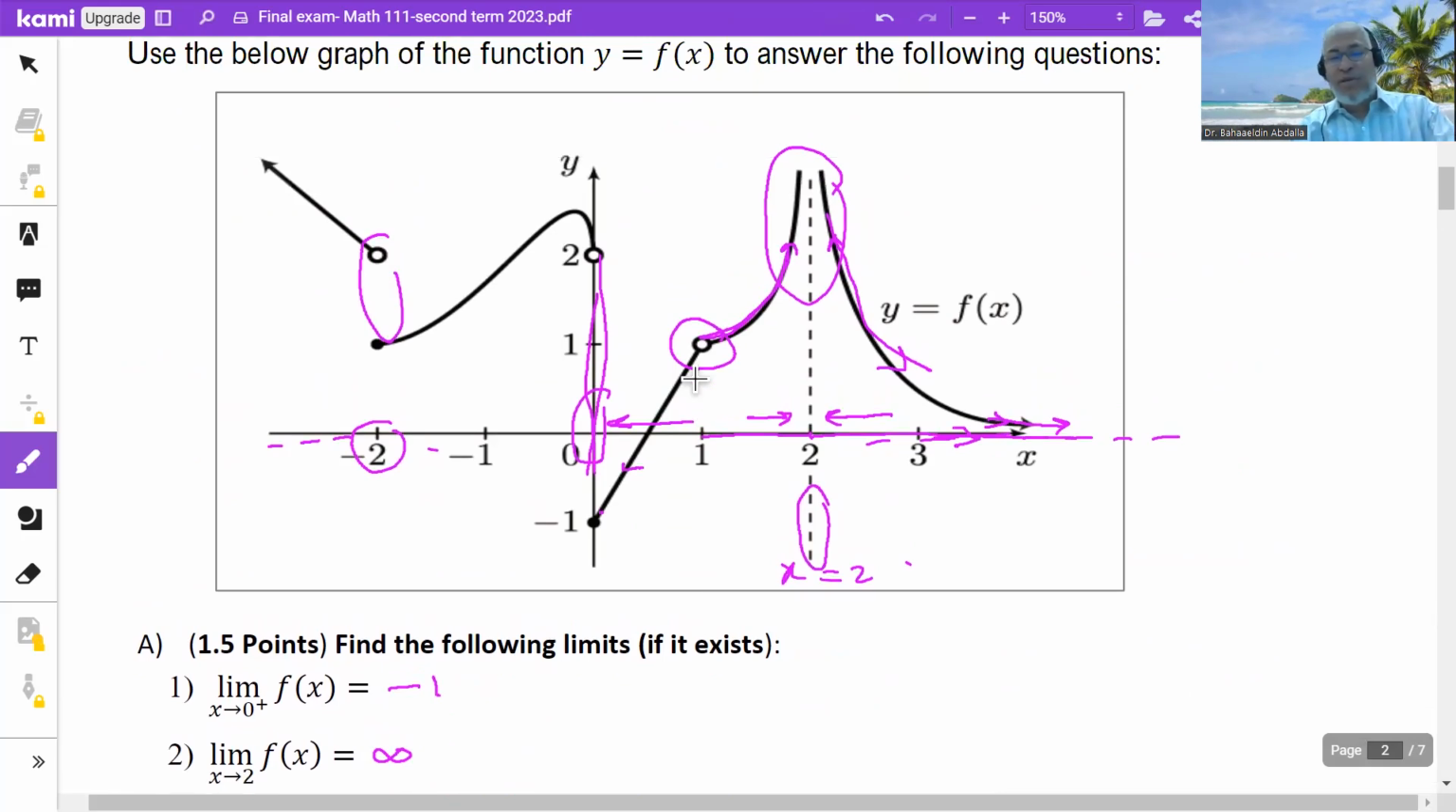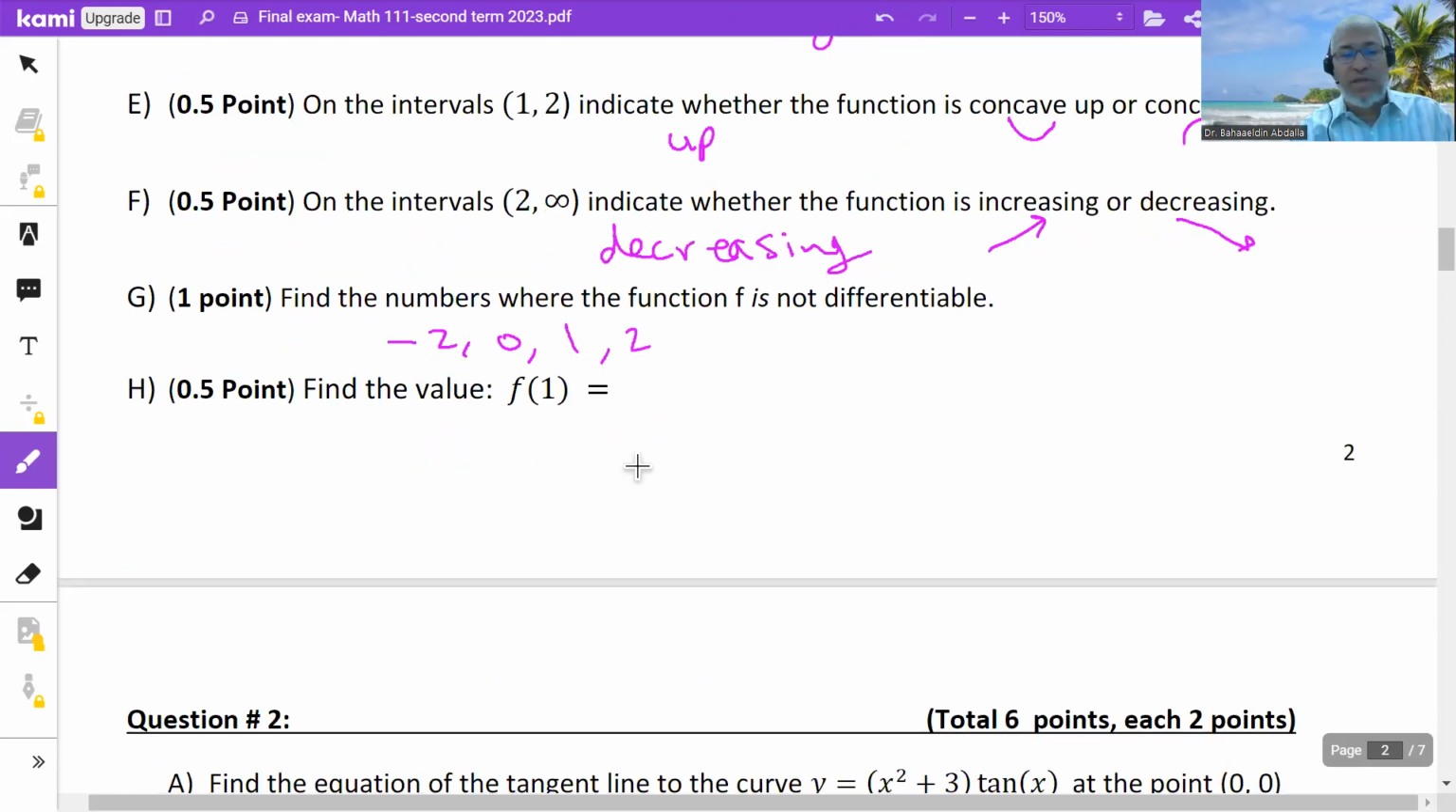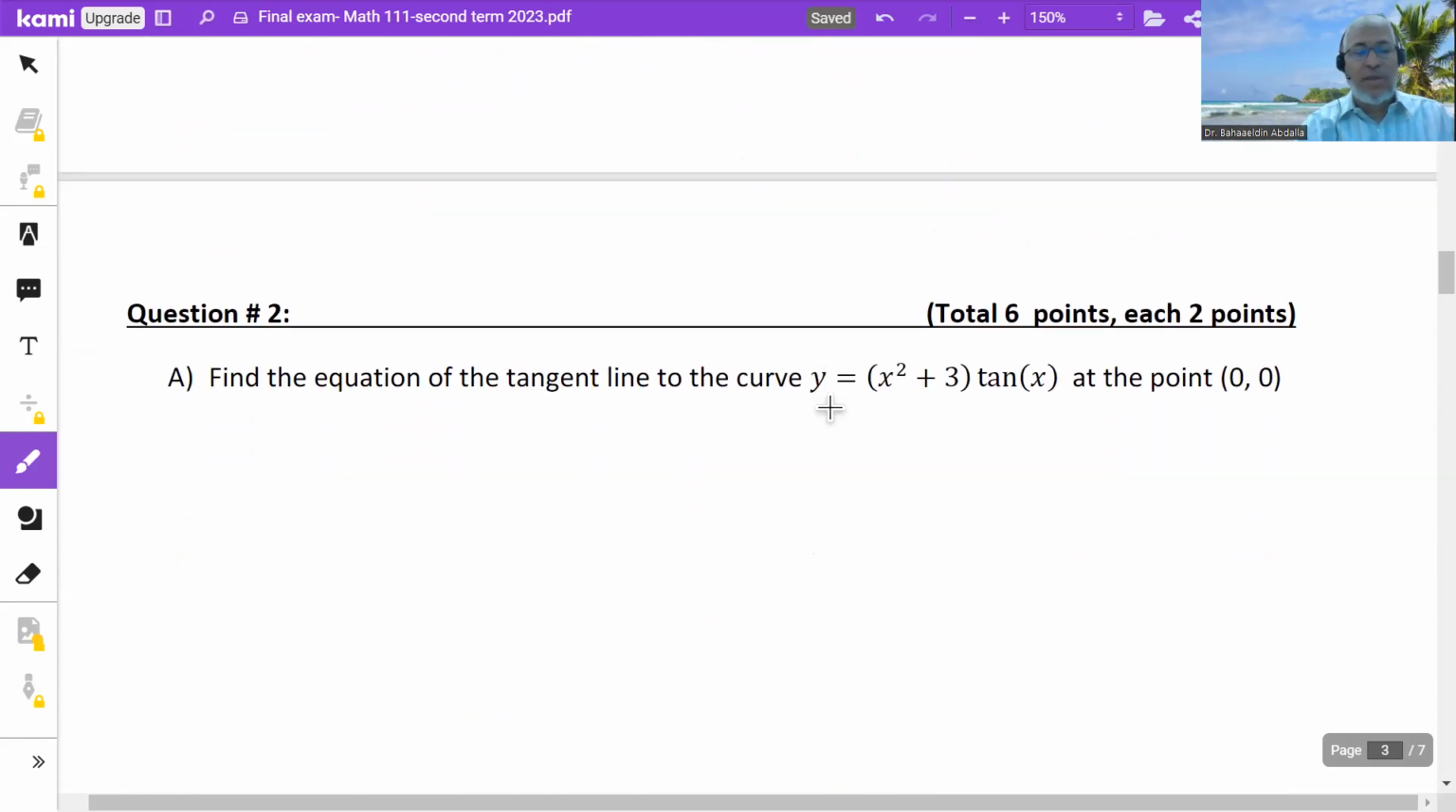Also, for differentiability, the function is not differentiable if you have a corner or a vertical tangent, but there are no corners here, no vertical tangents. So the answer here is correct. And here, f of 1 is not defined, or does not exist, or whatever you want to say.